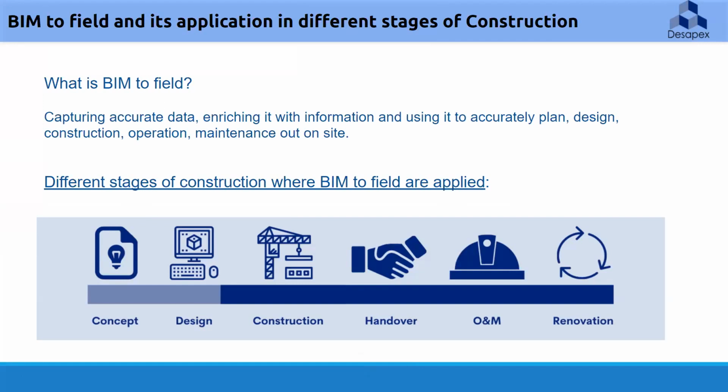By capturing the accurate current conditions of the site, topography, or a core and shell of the building by using technology like laser scanning, enriching it with required information for upcoming phases of construction, and using the information-rich model for design, construction, operation, and maintenance out on site is BIM-to-Field. BIM-to-Field can be used in different ways for different stages of construction, from conceptual design to operation and maintenance and innovation. Let me run you through the different stages of construction and how BIM-to-Field is making a difference in the industry.